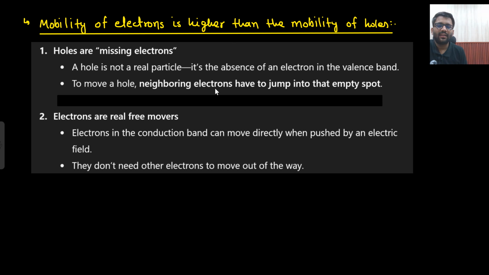So basically, for the holes there is a lot of competition. For one hole there is a lot of competition from electrons. But for a free electron there is no competition. They can move freely. So the mobility of electrons will be higher than the mobility of holes. Understood? Very simple thing. Let's go to our next point.